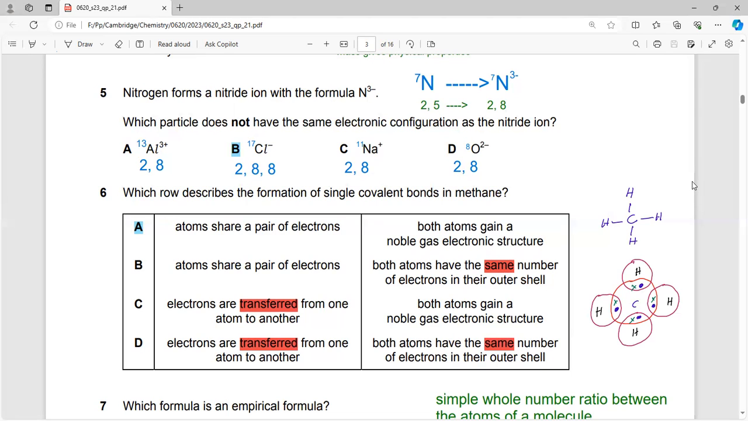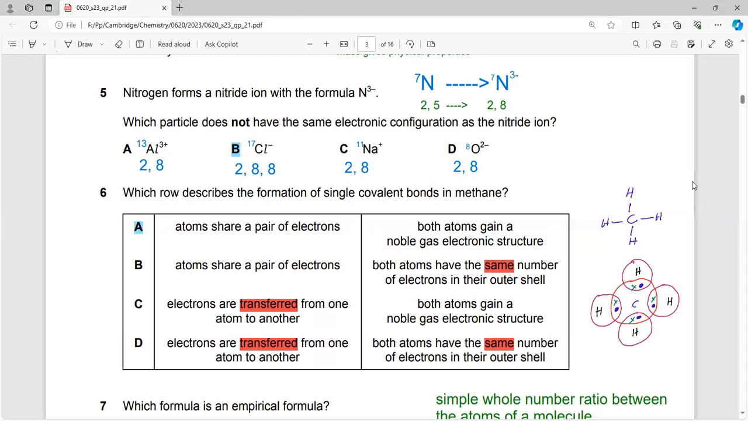So the electronic configuration will be 2 in the first shell and 8 in the second shell. Now here the question is, which particle does not have the same electronic configuration as the nitride ion? Aluminium is present in group 3, so it has a proton number of 13. With a plus 3 oxidation state, it loses 3 electrons, so that is equal to 10. So the electronic configuration will be 2 and 8.